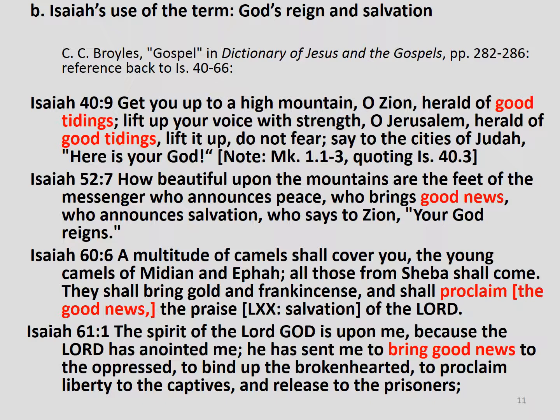"The Spirit of the Lord God is upon me, because the Lord has anointed me. He has sent me to bring good news to the oppressed, to bind up the brokenhearted, to proclaim liberty to the captives and release to the prisoners." So the language of good news is from Isaiah. The language of gospel is from Isaiah. It has to do with the restoration of the people of Israel from captivity and the coming of God, who brings salvation for his people and restores them to live in his kingdom according to his righteousness.